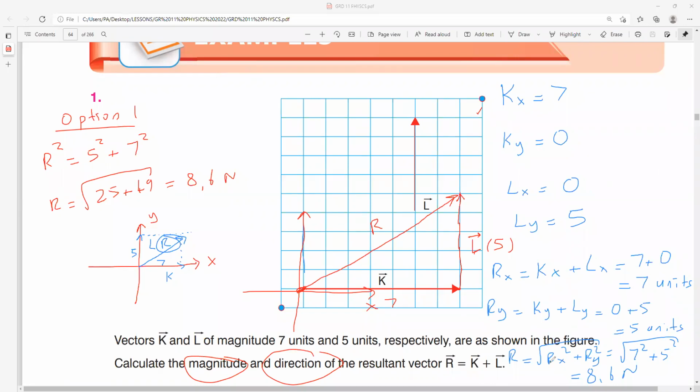Rx. Okay, where is Rx? Rx is here, just Kx plus Lx. You can just see Kx is here, Lx is 0. You know that. So these two together are Rx. Okay, let's draw one more time. Oh, you get it, okay. All right, and then this is Ry. When you add Rx, Ry, and then you are calculating.